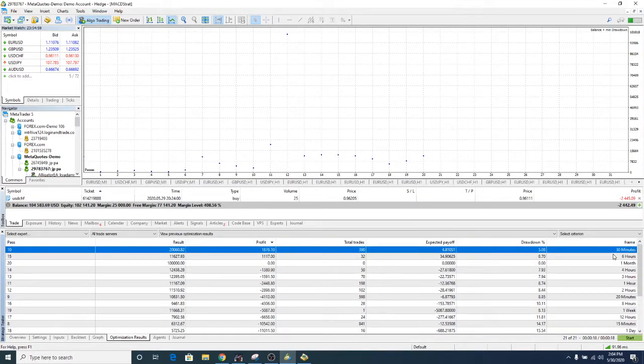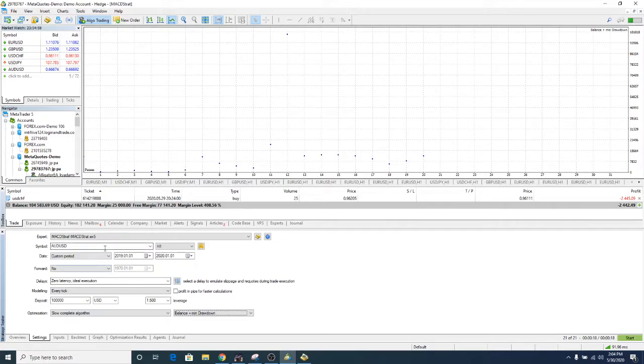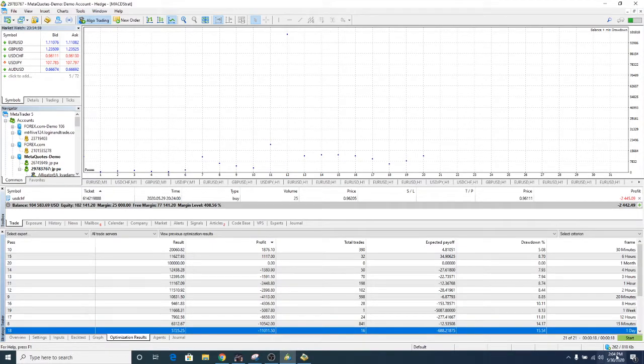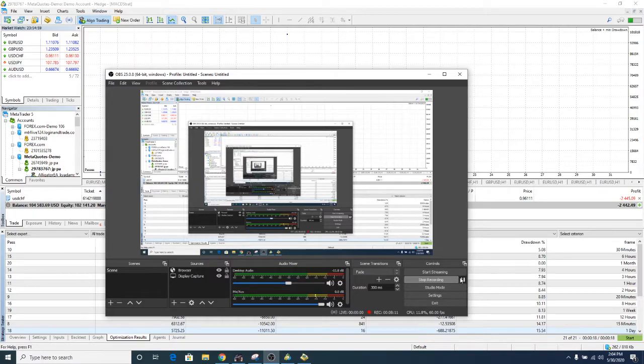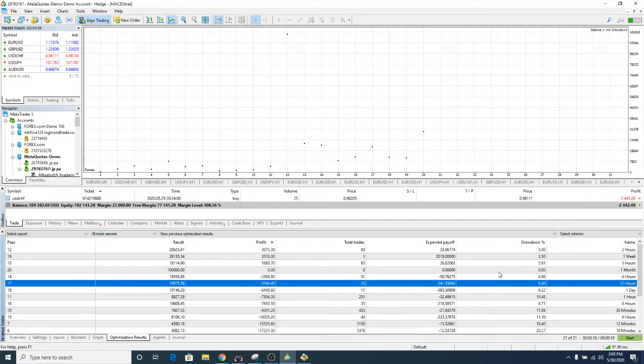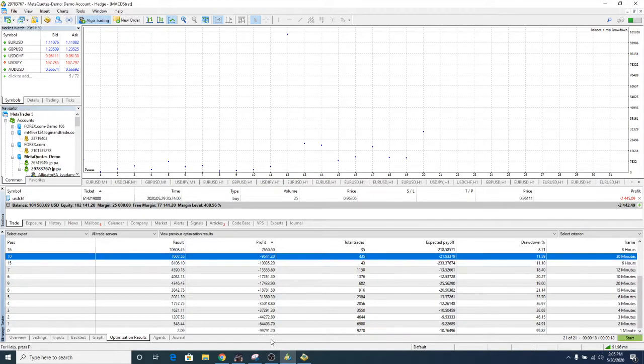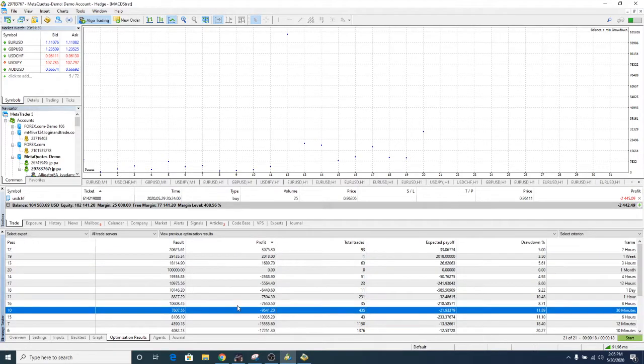So it appears that the 30-minute might have some potential, so we'll go test this on a different symbol, and we'll be right back. We'll do the euros. Alright, so we're back with the results, and as you can see, we'll look for the 30-minute, and that did not prove to be profitable on this one either.